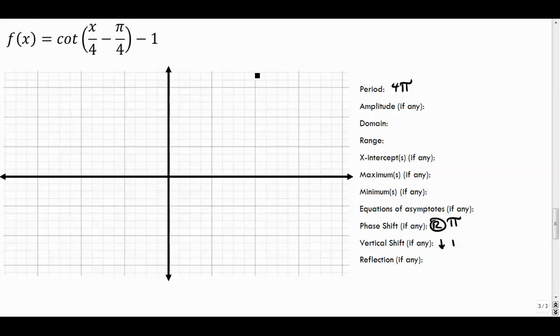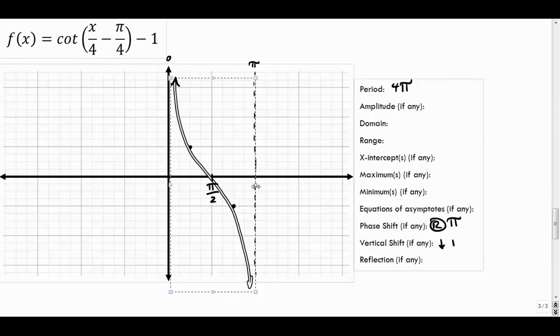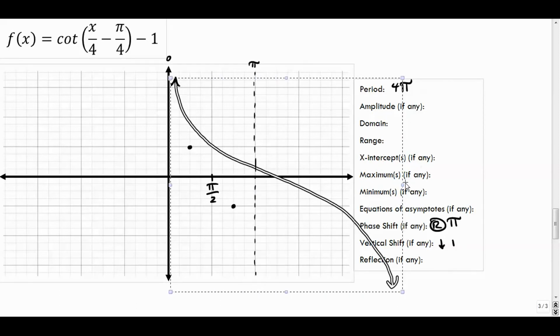As always, it's probably a good idea to get a general idea of what cotangent normally looks like. In cotangent, this is pi over 2, and this is 1, this is negative 1, and we have asymptotes. So it generally looks like this, cotangent normally. That's a period of pi. This is pi, right? So from 0 to pi, it repeats itself. It would keep going over and over again. All right, but this one's going to repeat itself every 4 pi units. So I need to somehow take this thing and make it look like that, something like that, maybe more.